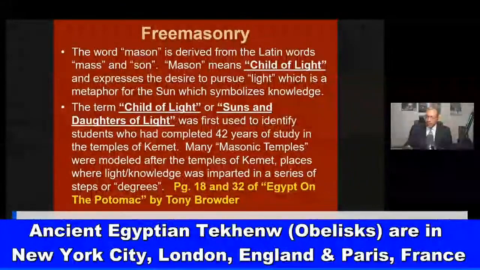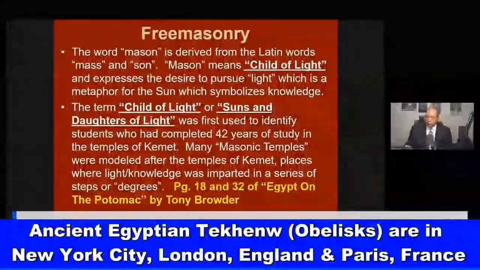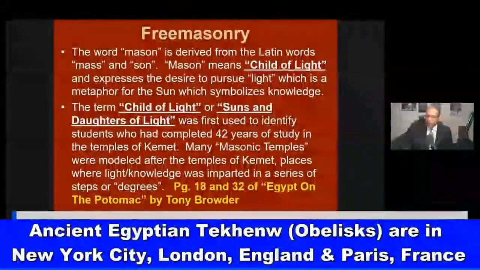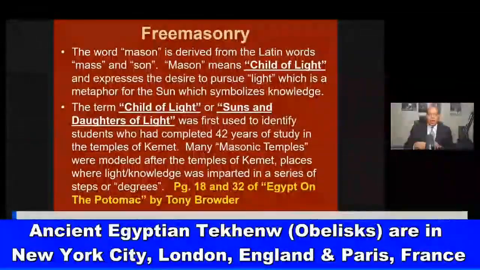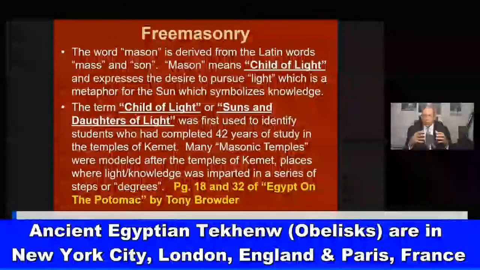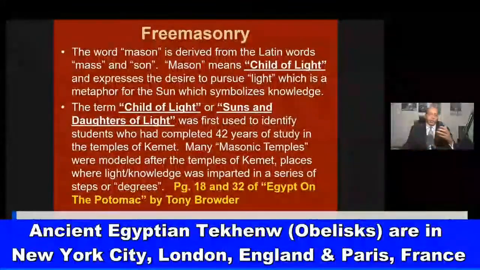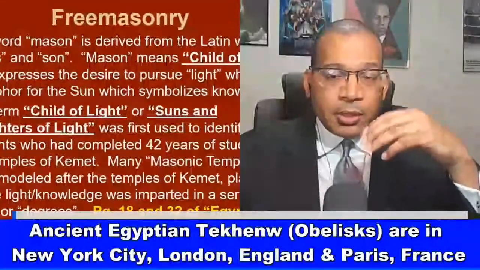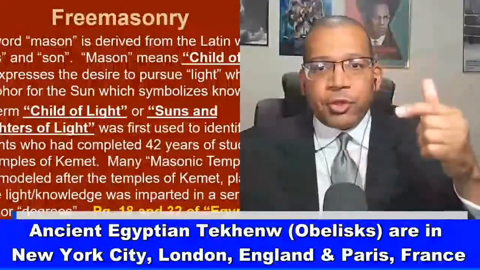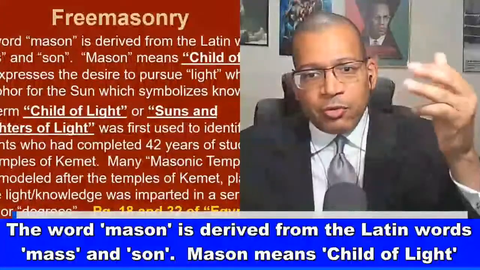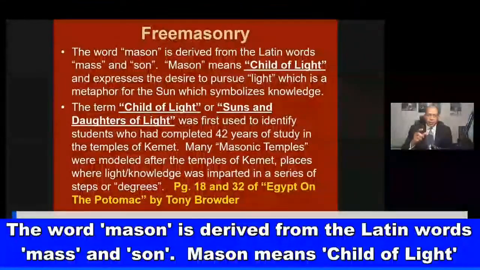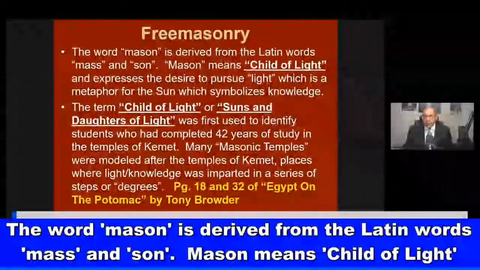as well. And George G.M. James talks about this in the book Stolen Legacy. He talks about the 7 liberal arts and the concept of getting your credentials at an institution of higher learning in a series of steps, a series of degrees: associate's degree, bachelor's degree, master's degree, PhD. That comes out of the Nile Valley region of Africa also. Read Egypt on the Potomac by Tony Browder, pages 18 to 32.